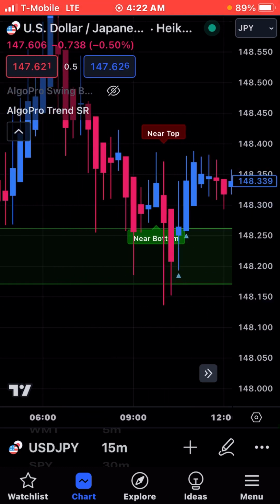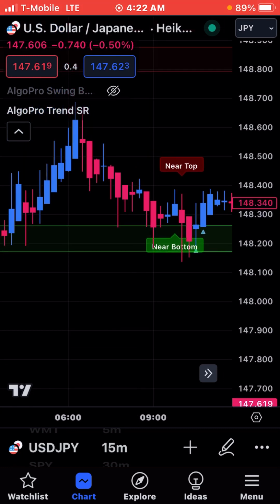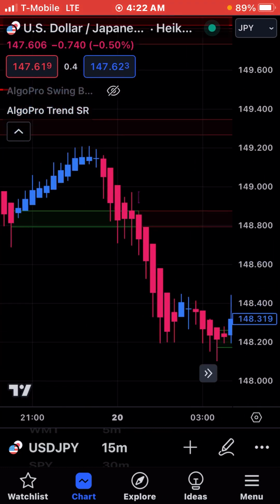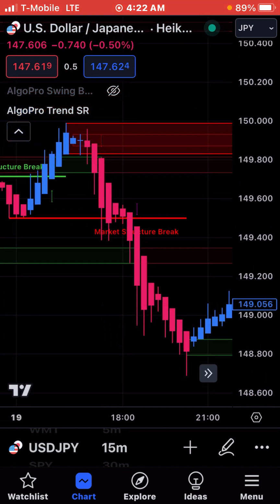And let's just go over a couple scenarios here. We're on the Japanese yen. Let's see if it picks it up.